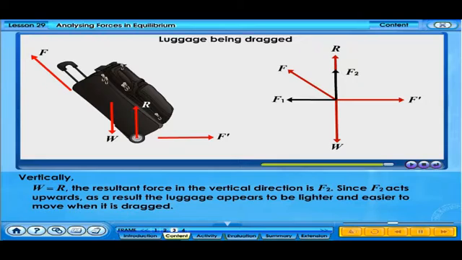Vertically, W equals R. The resultant force in the vertical direction is F2. Since F2 acts upwards, as a result, the luggage appears to be lighter and easier to move when it is dragged.